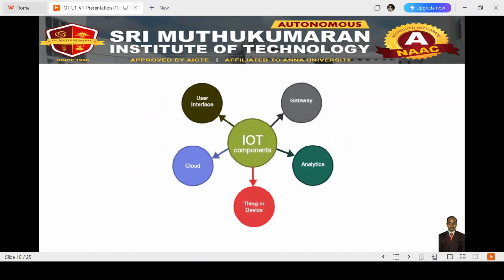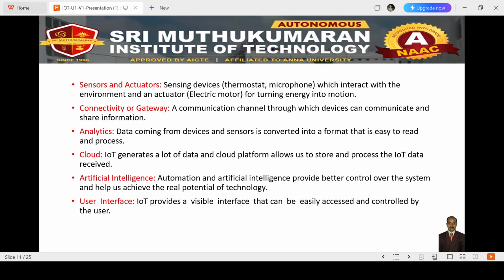As we have seen, the IoT components are the gateway, which is one main component, the analytics part, and things, which are the devices and the most basic physical part, and the cloud. Another part is the user interface, which is the last part. Sensors and actuators: sensing devices, for example a thermostat and a microphone, interact with the environment, collect the data and convert it into an electric signal.